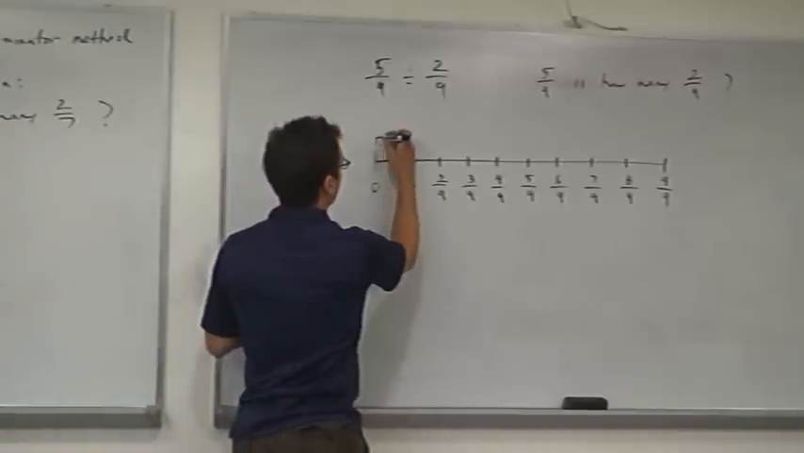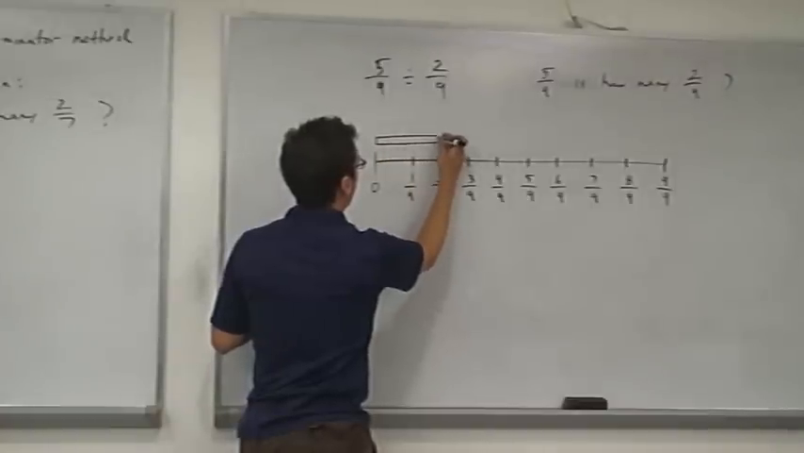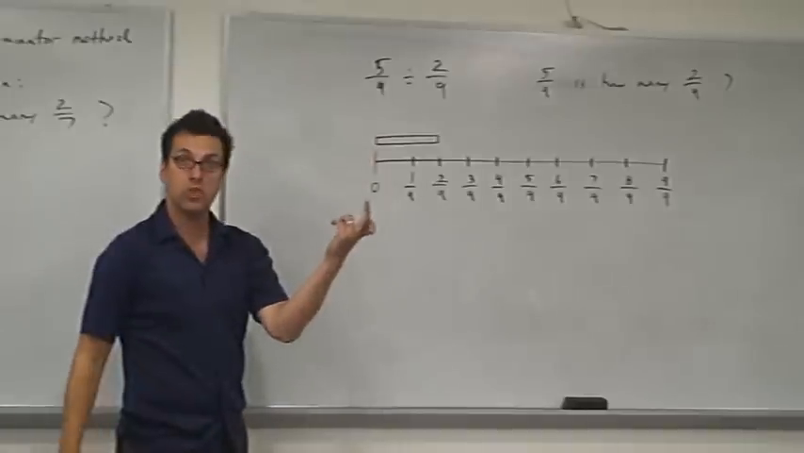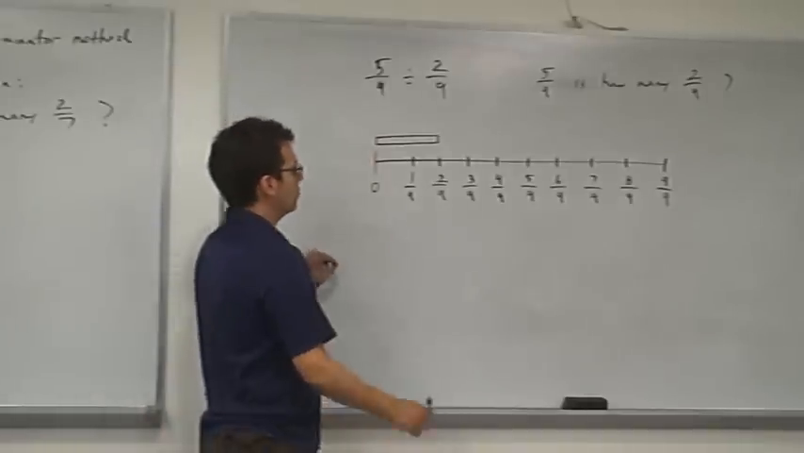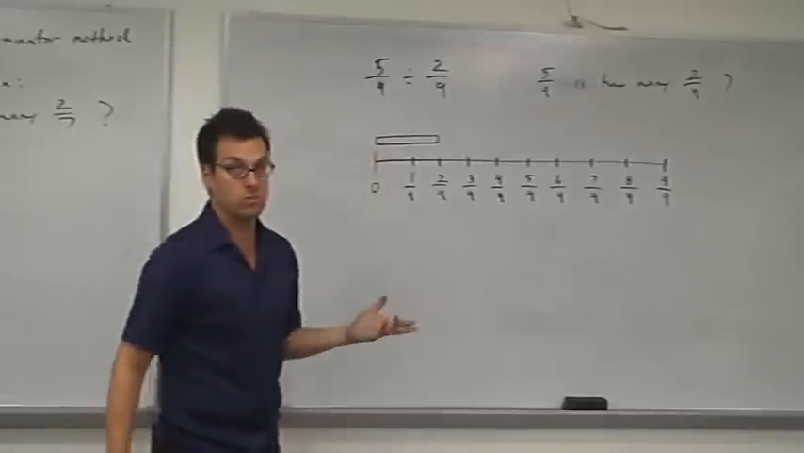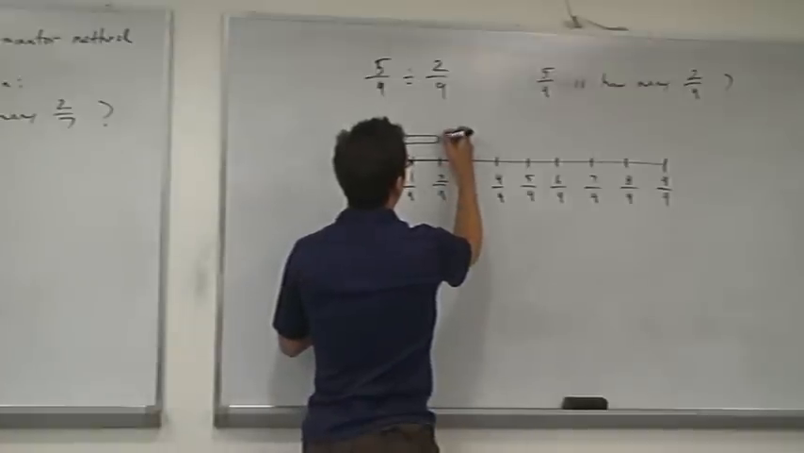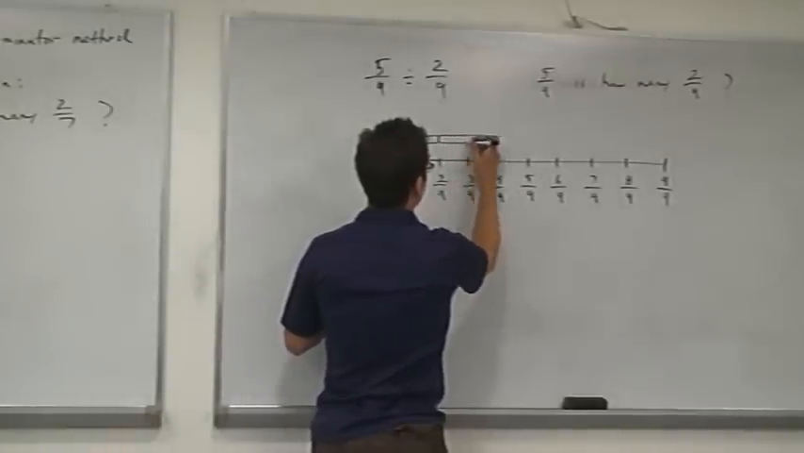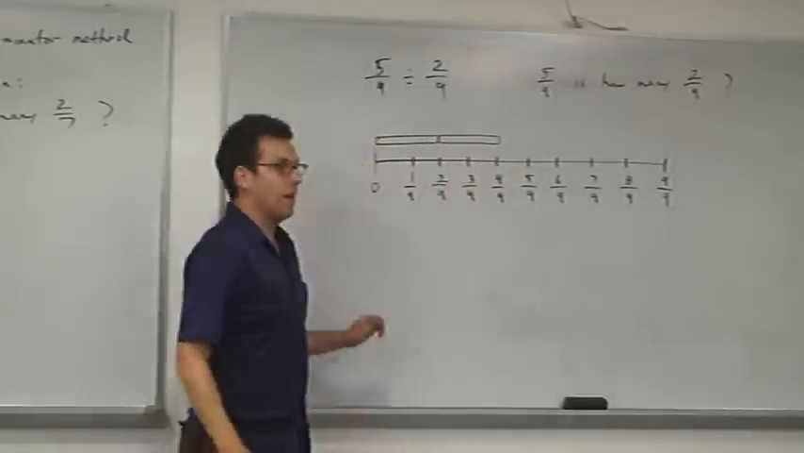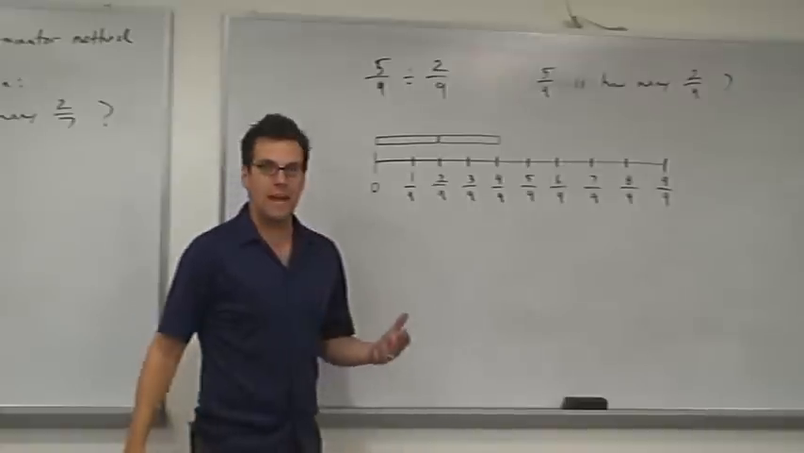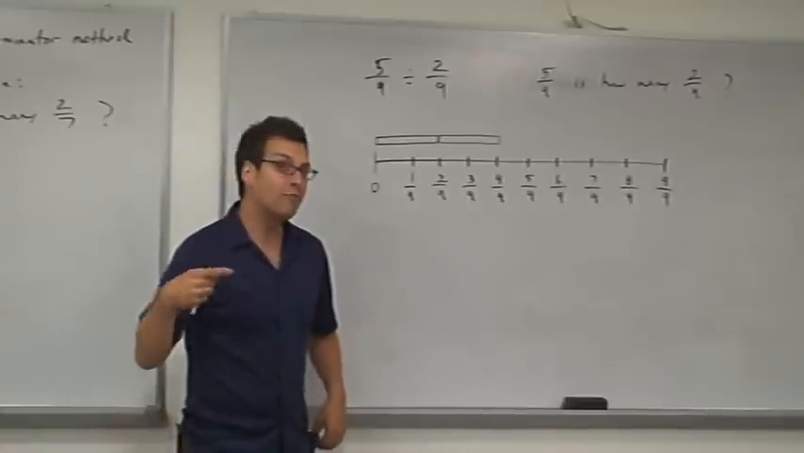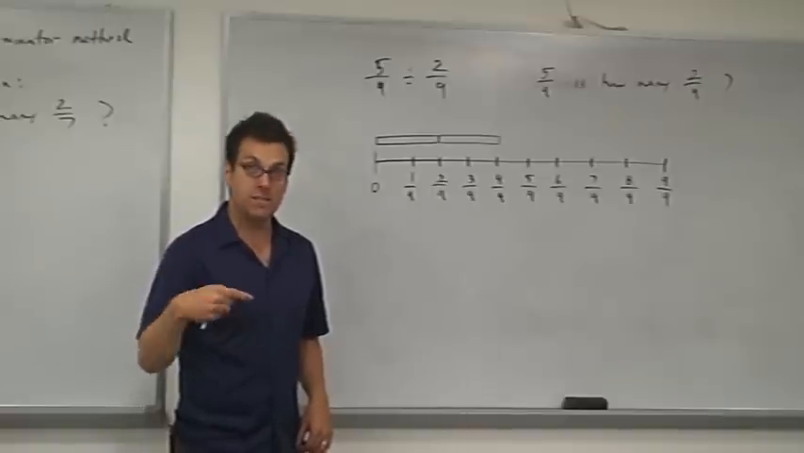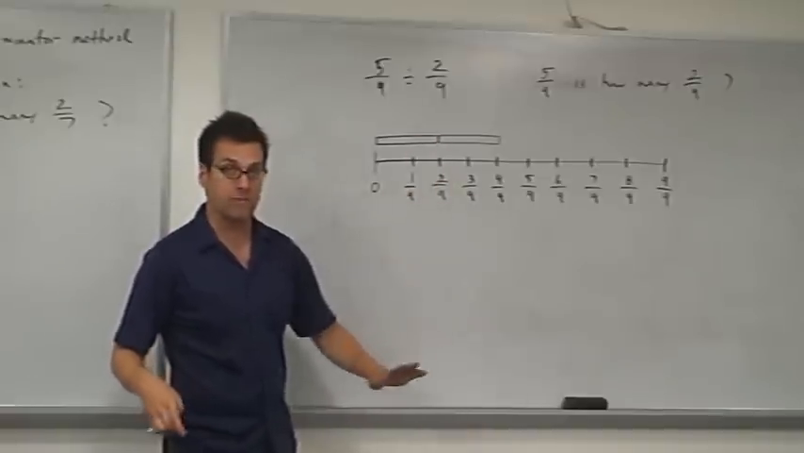And so this would represent one jump of 2/9, if you will. One jump of 2/9 is going to get us to 2/9. Another jump of 2/9 is going to get us up to 4/9. And then the question now is, how much of a jump is needed to get from 4/9 to 5/9?